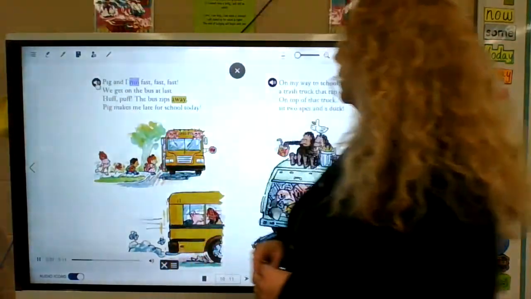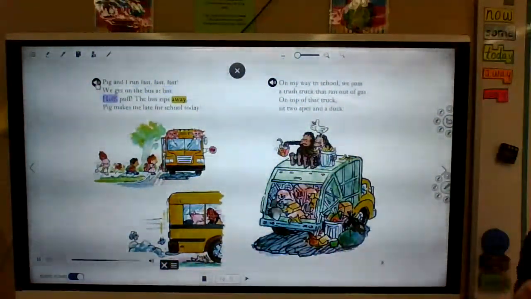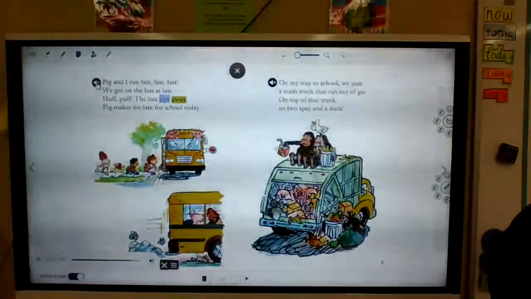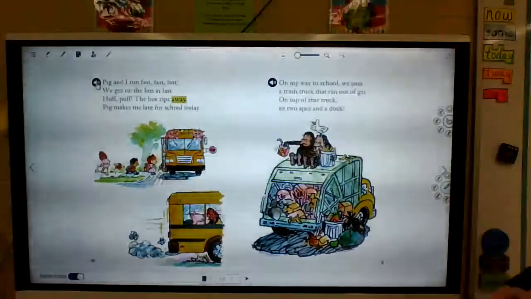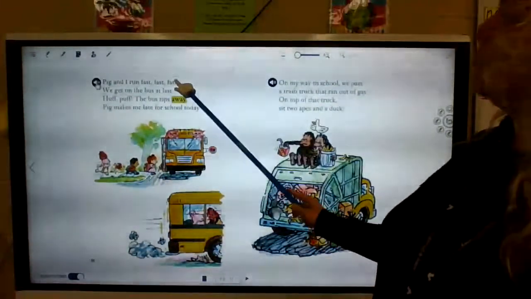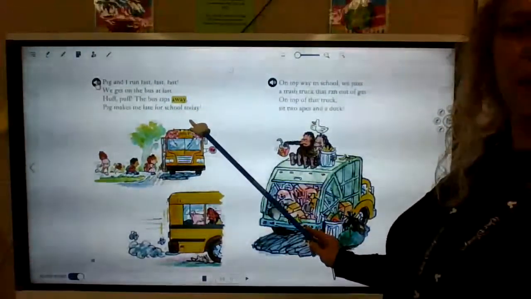Pig and I run fast, fast, fast. We get on the bus at last. Huff, puff. The bus zips away. Pig makes me late for school today. Okay, so we have rhyming here. We have fast and last, away today.